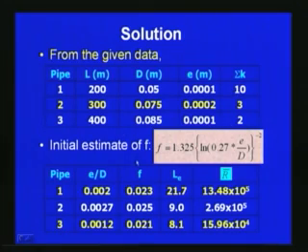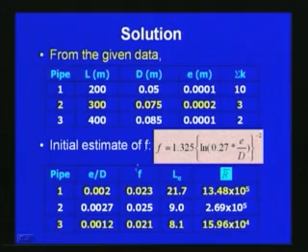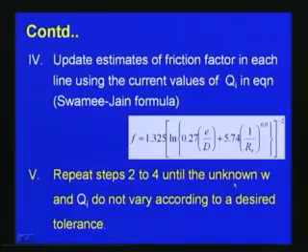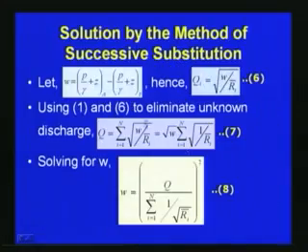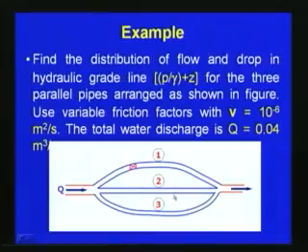As we have seen, here is the iterative procedure, steps 1 to 5. Initially we estimate the friction factor from part of the Swamee and Jain formula, since the Reynolds number is not known. For pipe 1, 2, 3 we calculate E by D and the friction factor, then we calculate the equivalent length LE, and then the equivalent modified pipe resistance coefficient as shown here.